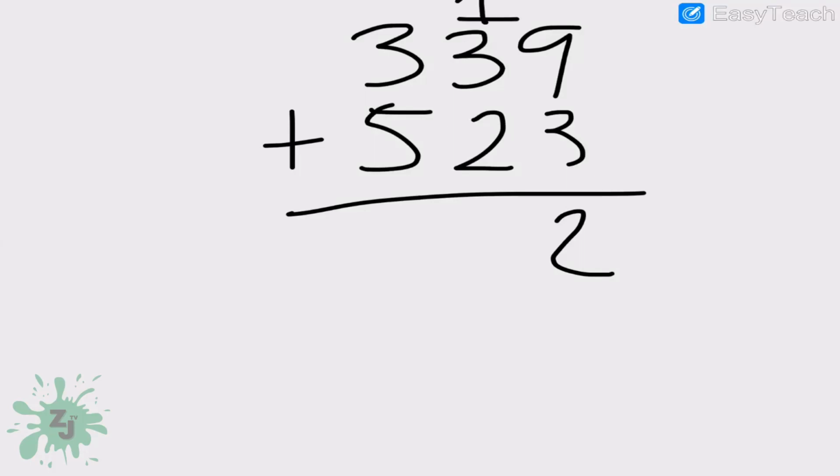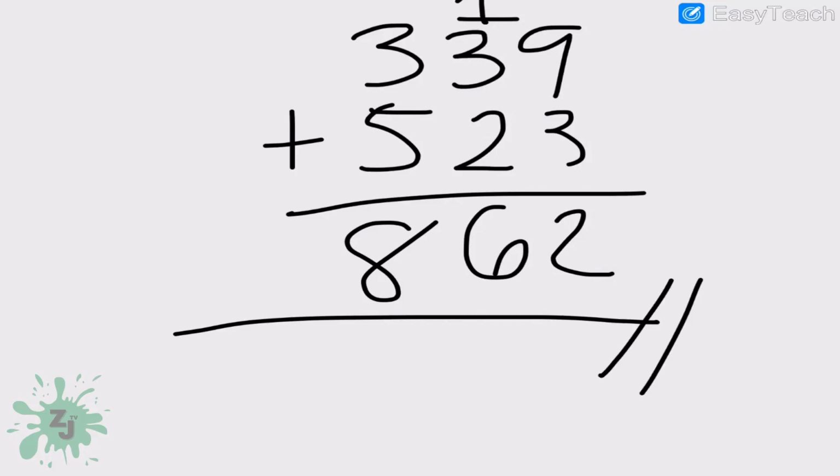And perform the usual step that we take. At this column, 3 plus 2. So 3 plus 2 is 5, plus 1 is 6. Perform the next step, that is 3 plus 5, that would be 8. There you have it. That is the answer for this example.